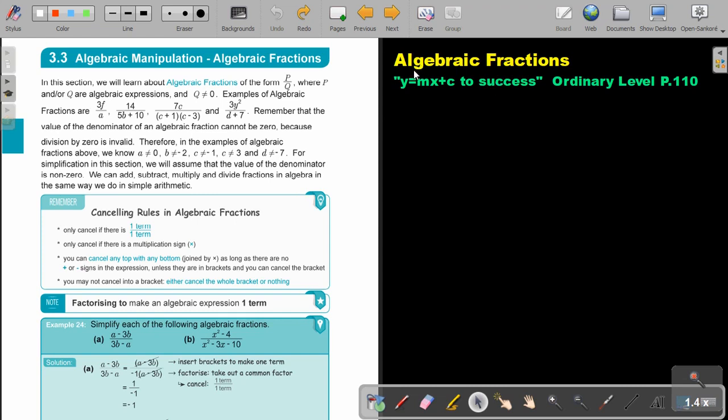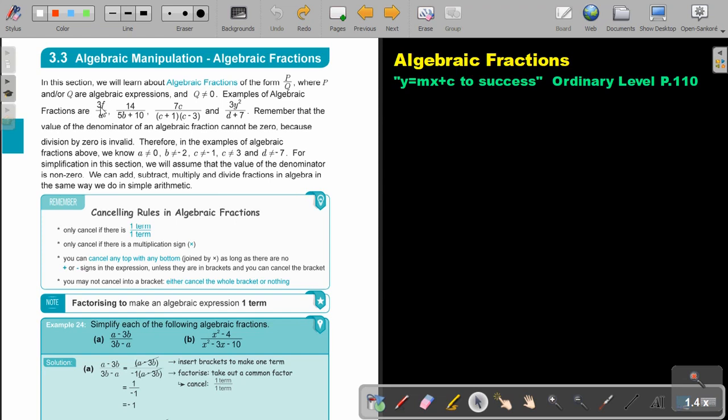In this video, we are going to focus on algebraic fractions, and we will just do the introduction. You will find this on page 110 in the Namibia Ordinary Level Mathematics textbook, y equals mx plus c to success. In this section, we will learn about algebraic fractions of the form P over Q, where P and/or Q are algebraic expressions and Q cannot be equal to 0. So the denominator cannot be 0.